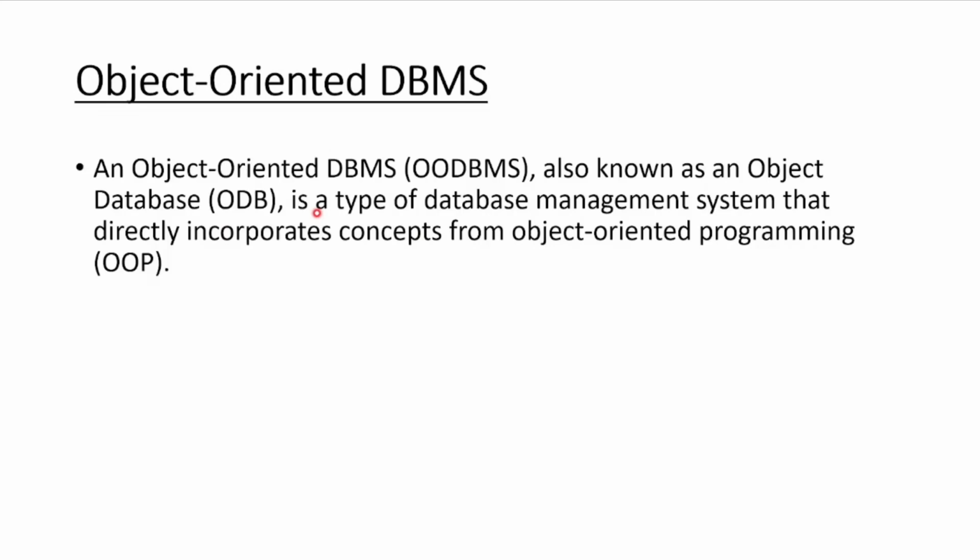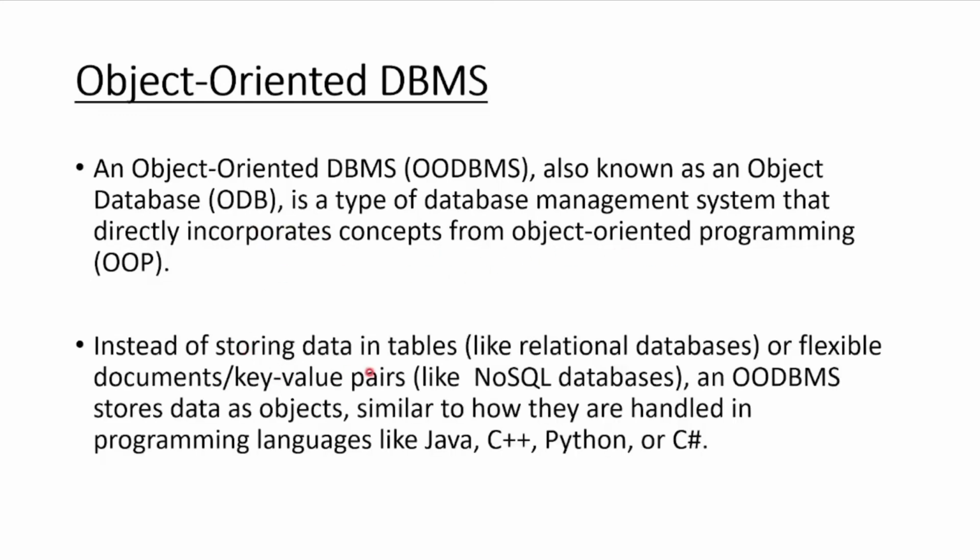And now the object-oriented DBMS. It is also a type of DBMS, also known as an object database. It is a type of database management system that directly incorporates concepts from object-oriented programming, OOPs. So instead of storing data in tables like relational databases, or flexible documents and key-value pairs like NoSQL databases, an OODBMS stores data as objects, similar to how they are handled in programming languages like Java, C++, Python, or C#.